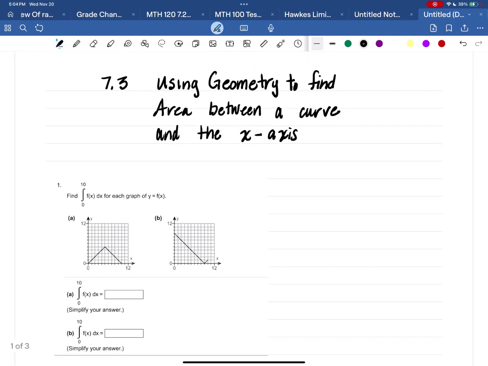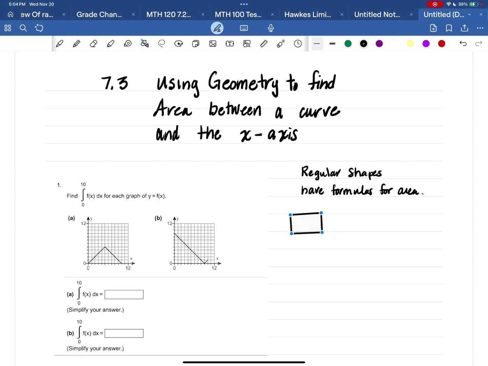So in 7.3, we're going to show how an integral and formulas from geometry are related to each other. So we talked briefly about regular shapes. These are the shapes that have formulas for area. And so we talked about some common ones.